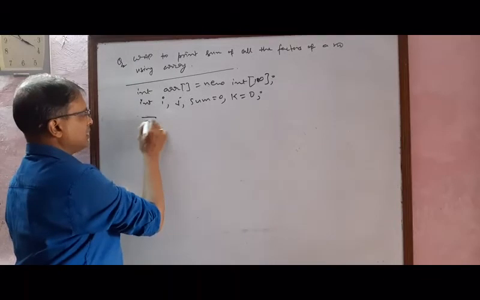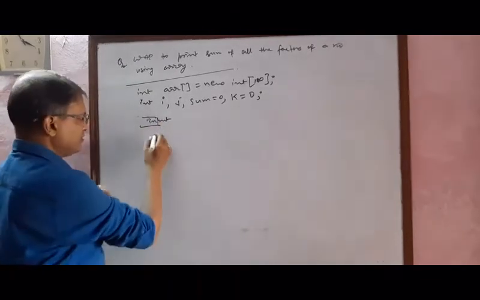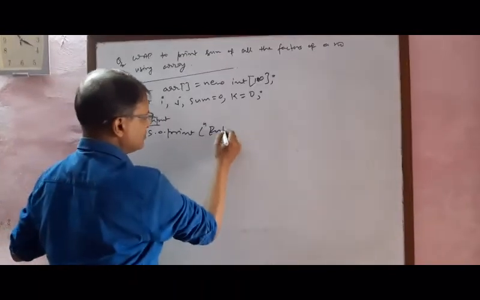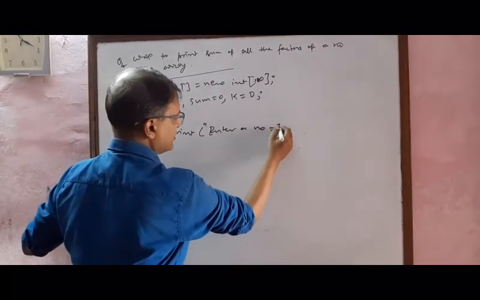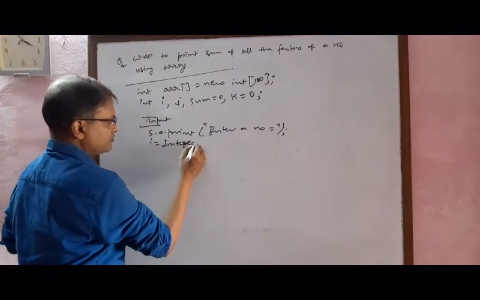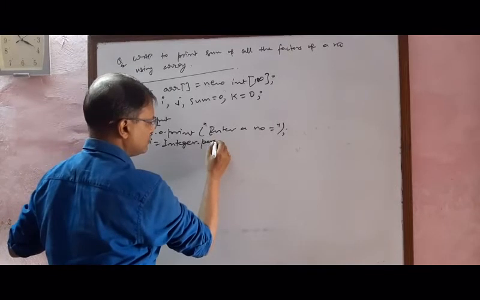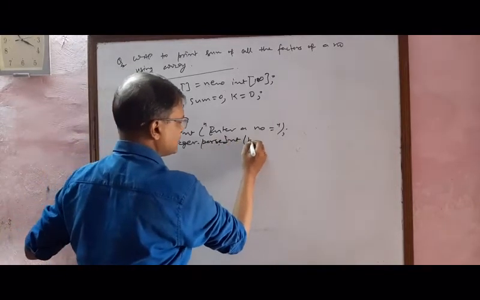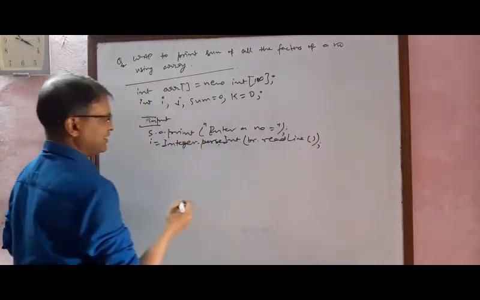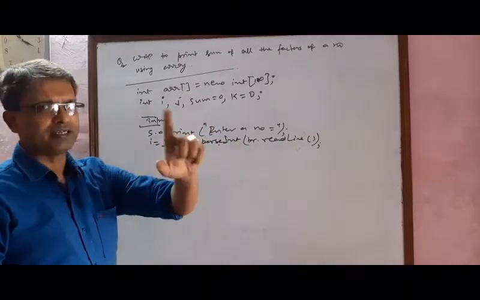Now two lines for the input. Here you have to take input using buffer reader. System.out.print, enter a number, and i equal to Integer.parseInt br.readLine. Now we have got the number, and of this number we have to find the factors.